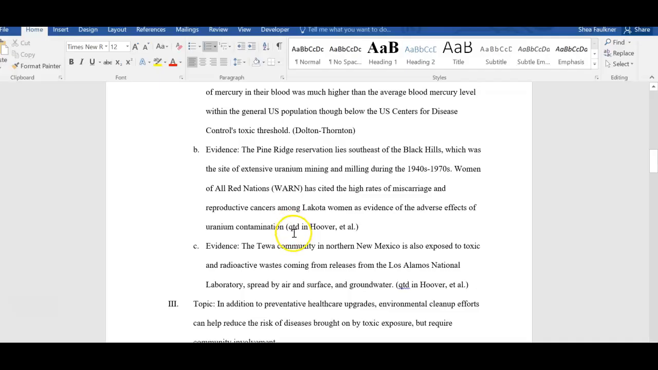The first is QTD, which means that he found this quote in the source on his works cited page called Hoover, that uses the last name Hoover first, but somebody other than Hoover said it in the source. Additionally, he's used et al, E-T-A-L period, to indicate that there's 3 or more authors of this source. So this is how you would do this.